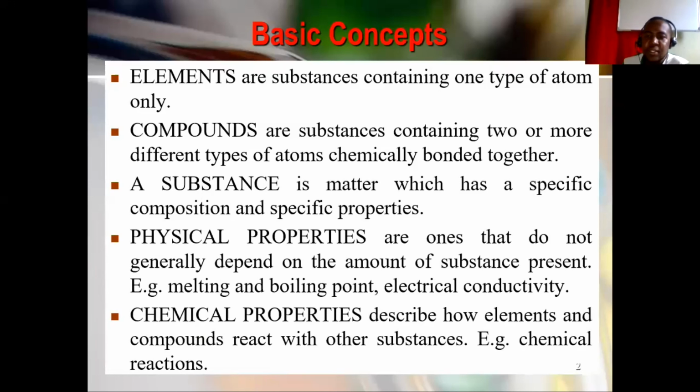So physical properties are the ones that do not generally depend on the amount of substance present. Just like melting point, electrical conductivity, it doesn't matter how much of the substance you have, water will still boil at 100 degrees, right? So it doesn't matter if it has a small amount or a large amount. And chemical properties describe how elements and compounds react with each other, for example in chemical reactions.